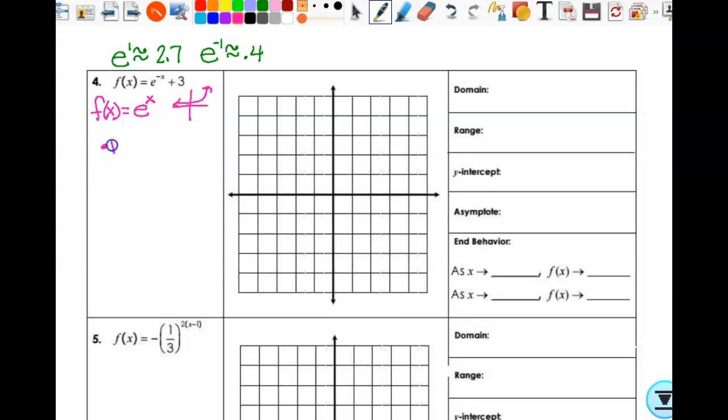This negative means it's a reflection. It's a reflection in which axis? Y. And then the plus 3 means I go up 3. All right. So my horizontal asymptote is where? Y equals 3. Okay. So y equals 3.